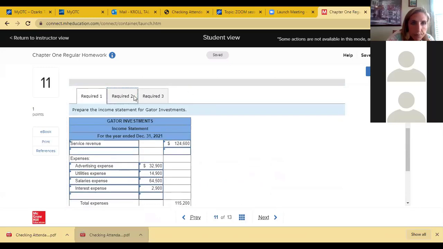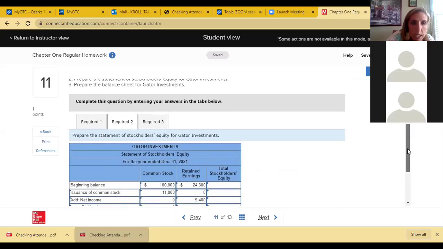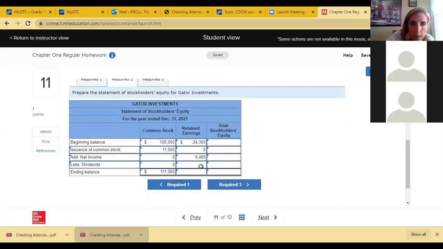And then I have one other item I need to fill in on the retained earnings category, and it's the dividend amount. It's right here. So that is a subtraction item, but since it already says less over here, I'm not going to put a negative sign. So I'm going to take 24,300. I'm just going to double check this math on my calculator. I'm going to take 24,300 and I'm going to add 9,400.